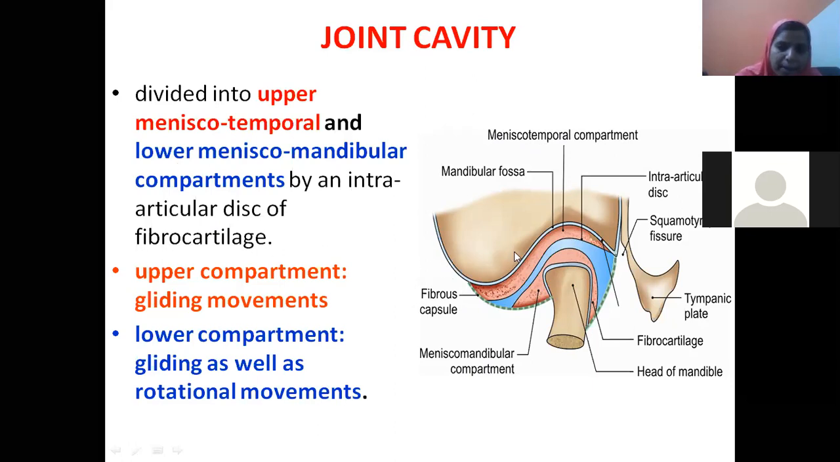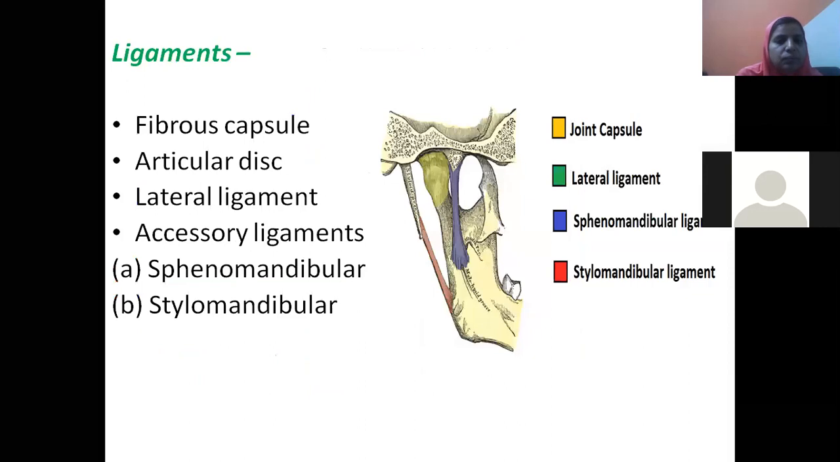In the upper compartment, we have gliding movements. In the lower compartment, gliding as well as rotational movements. So, these are the movements permissible at the joint. Now, like any other joint, whether it is the shoulder joint or knee joint or elbow joint, under what headings do we usually study? What is the type of joint, then the fibrous capsule, what are the ligaments involved, then movements, isn't it? Then relations, then applied aspects.